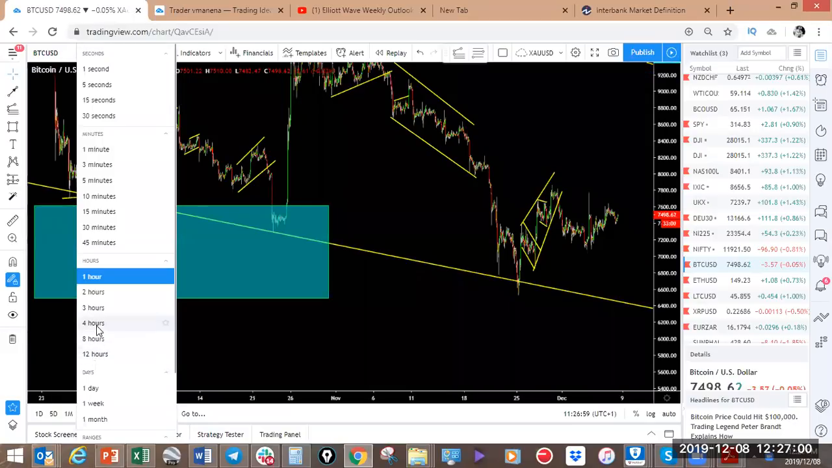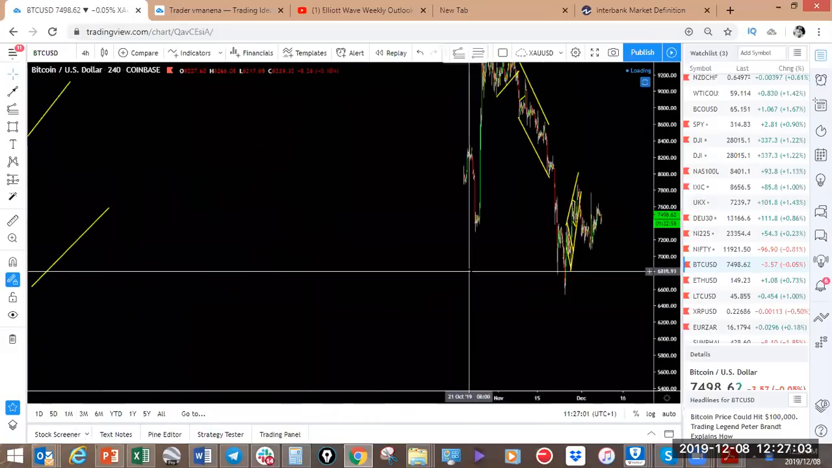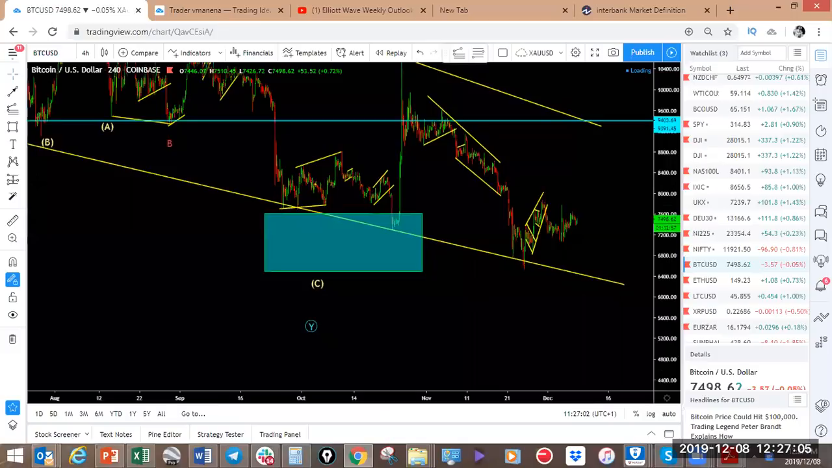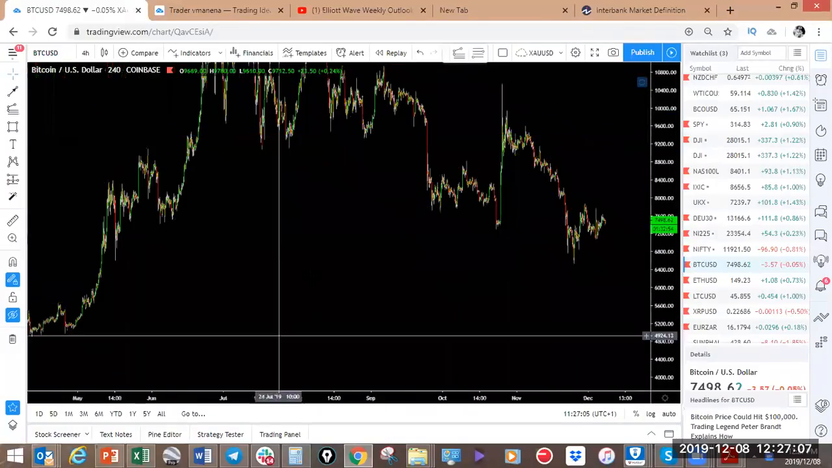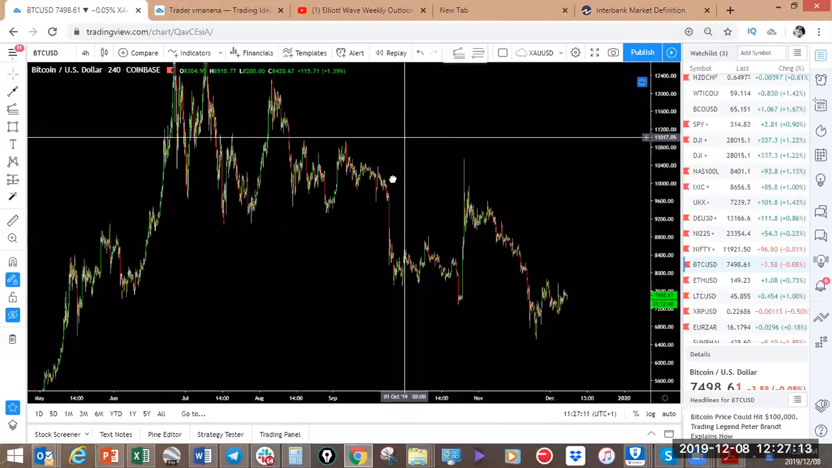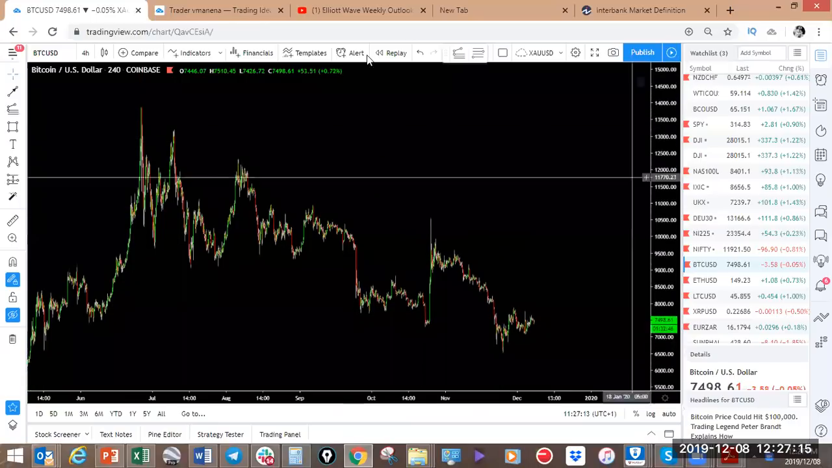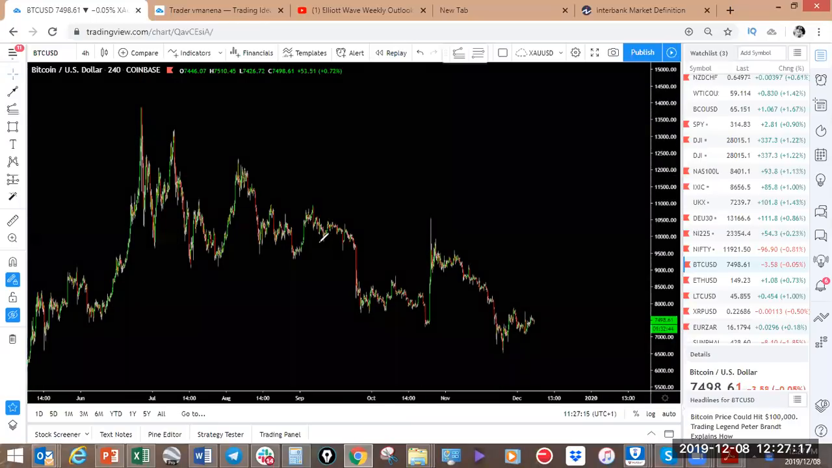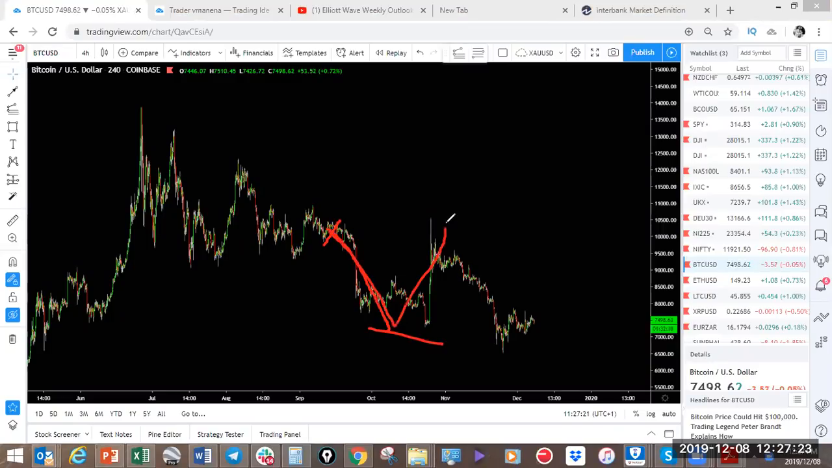Let's go to the 4-hour. Okay, we're on the 4-hour here. Let's switch off here and just show you clearly what we're looking at. Now, this is Bitcoin. And you'll remember that we had a trade on Bitcoin from here. A clear trade from here where we dropped it all the way down here. And we forecasted these two moves to the upside.